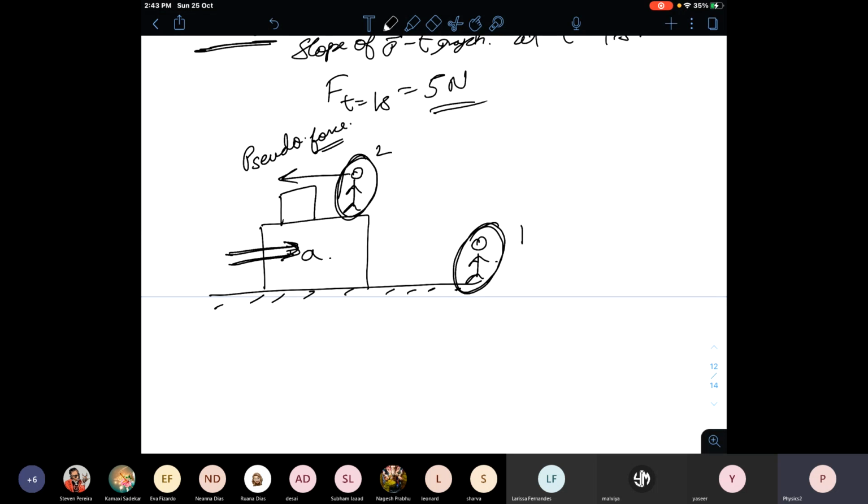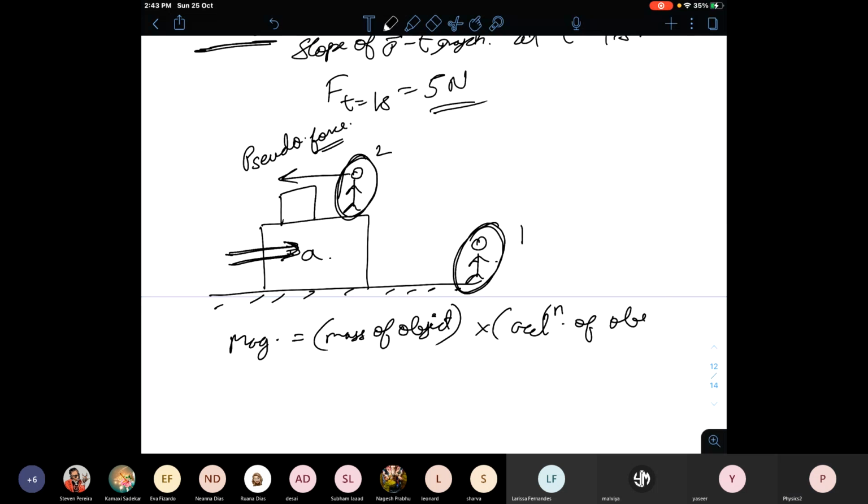There is a method to write pseudo force. First of all, the magnitude. The magnitude of pseudo force is the mass of the object into the acceleration of the observer. If the bigger block is accelerating with a, this second observer will also be accelerating with a. Simple as that. So the acceleration of the observer is a.